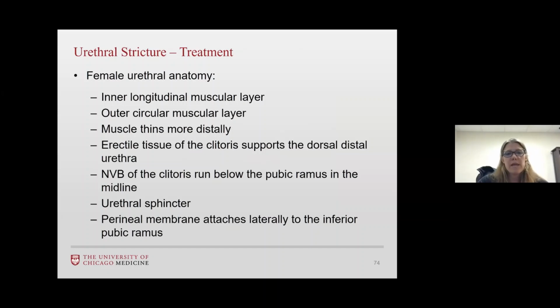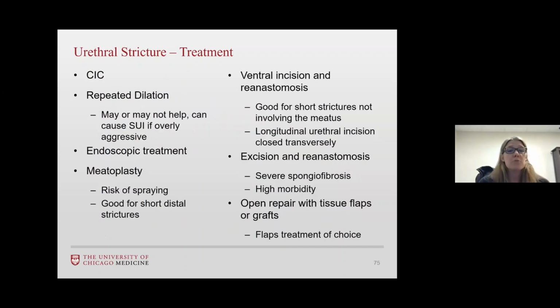So, general treatment. The female urethral anatomy has an inner longitudinal muscular layer, an outer circular muscular layer, and then the muscle thins out more distally. There's erectile tissue of the clitoris, which supports the dorsal distal urethra. And then the neurovascular bundle of the clitoris runs below the pubic ramus in the midline. You have your urethral sphincter, of course, and then there's a perineal membrane, which attaches laterally to the inferior pubic ramus as well.